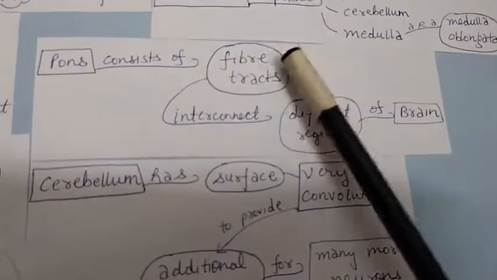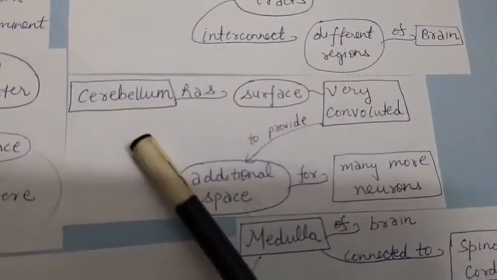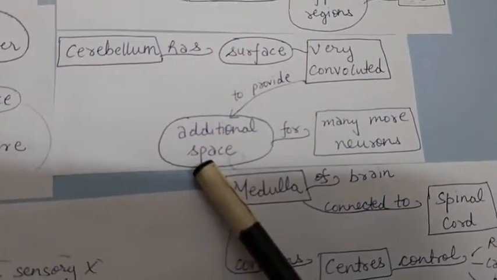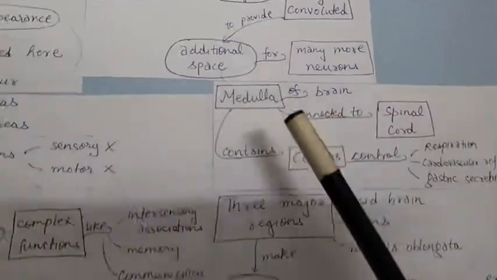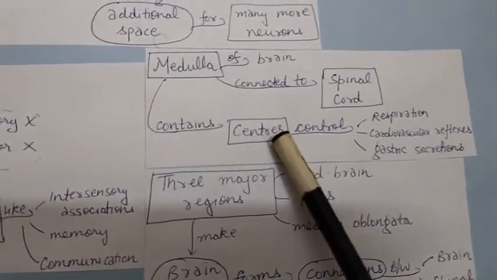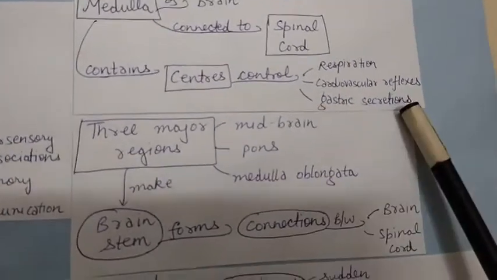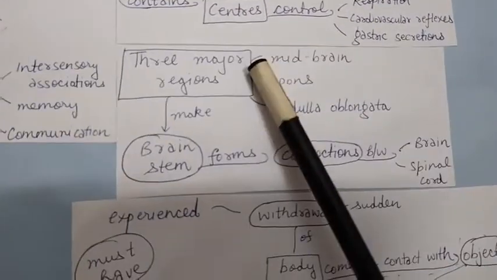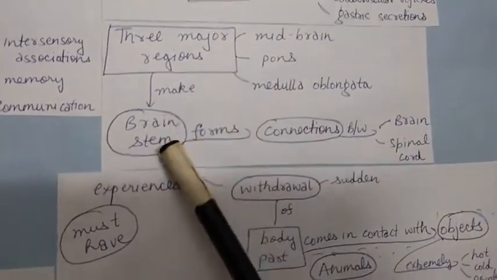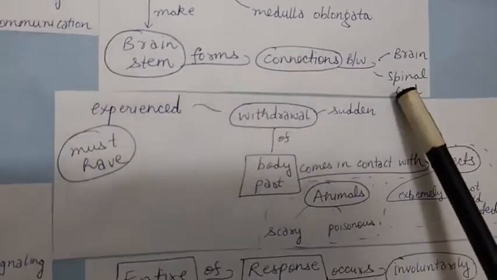The pons consists of fiber tracts that interconnect different regions of the brain. The cerebellum has a very convoluted surface to provide additional space for many more neurons. The medulla of the brain is connected to the spinal cord, and it contains centers that control respiration, cardiovascular reflexes, and gastric secretions. The three major regions, midbrain, pons, and medulla oblongata, make up the brainstem. This forms the connection between the brain and spinal cord.